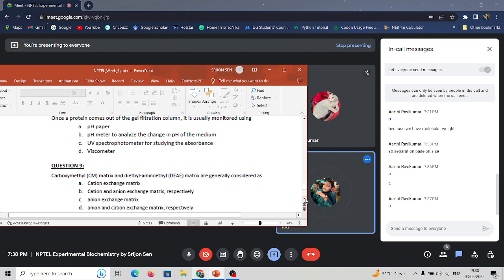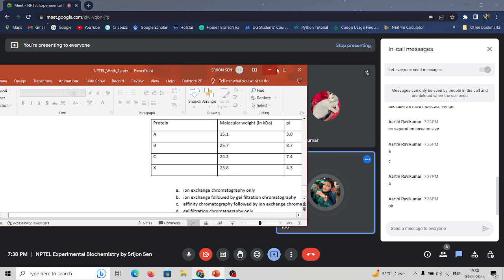That is correct. But the next one is diethyl aminoethyl matrix. So it has an amino group. So it will be a positively charged matrix. So what the answer should be? The first one is a negative one, so it can be used as a cation exchange matrix. But your diethyl aminoethyl matrix is a positively charged matrix, so it should be used for the separation of the negative ones. So it will act as an anion exchange matrix. So option B is the right answer, that your carboxymethyl matrix will be a cation exchange matrix and your diethyl aminoethyl matrix will be an anion exchange matrix. You got it? Yeah, good.